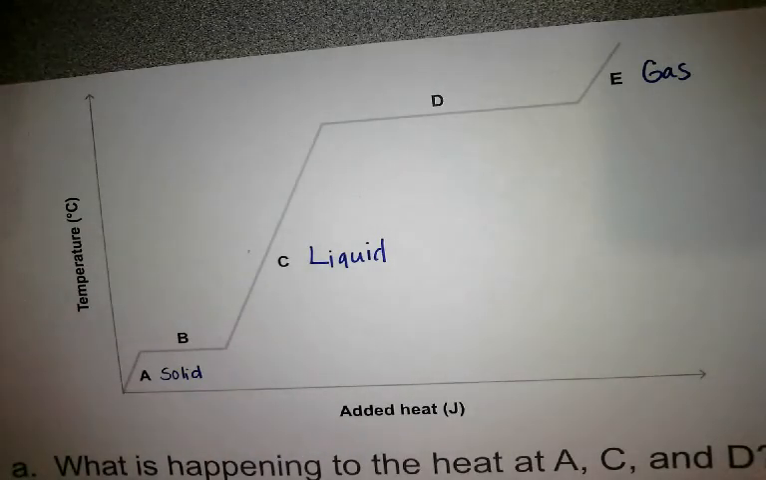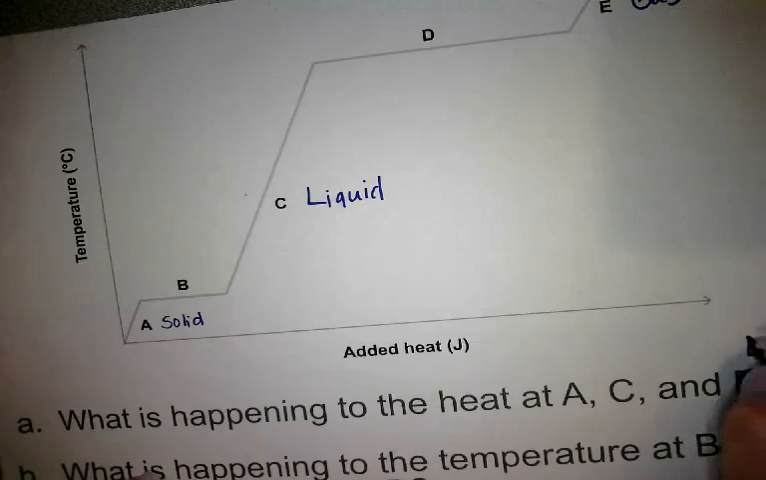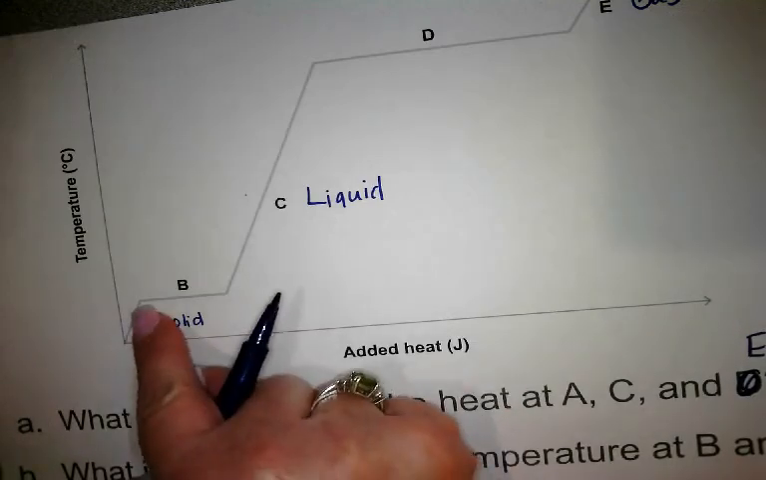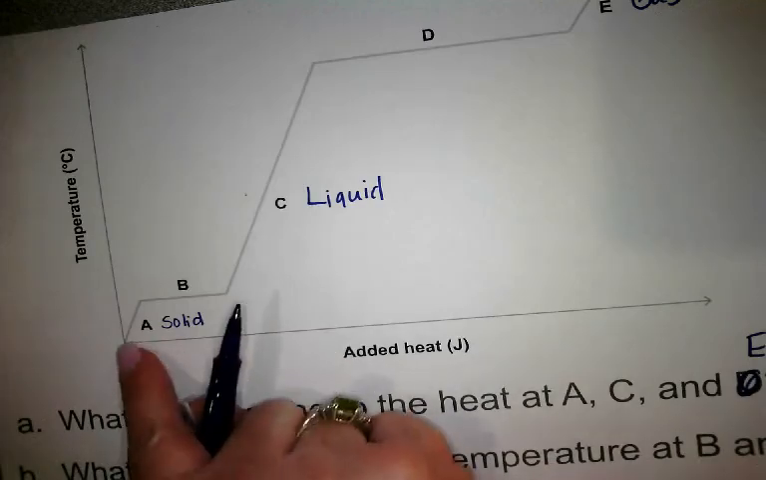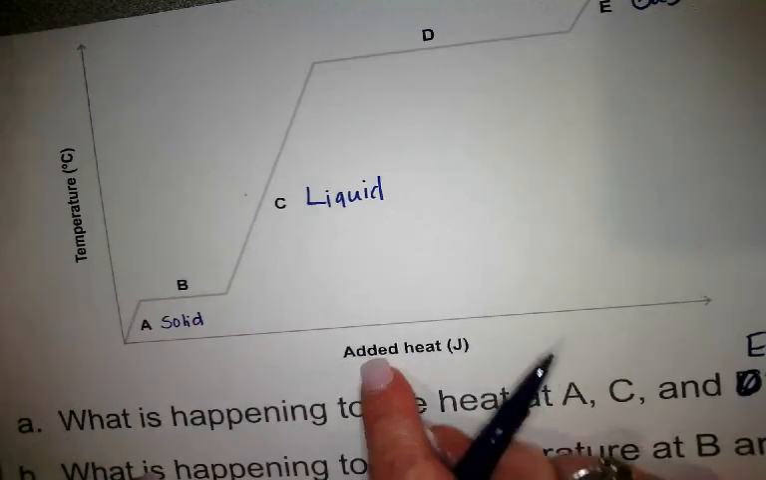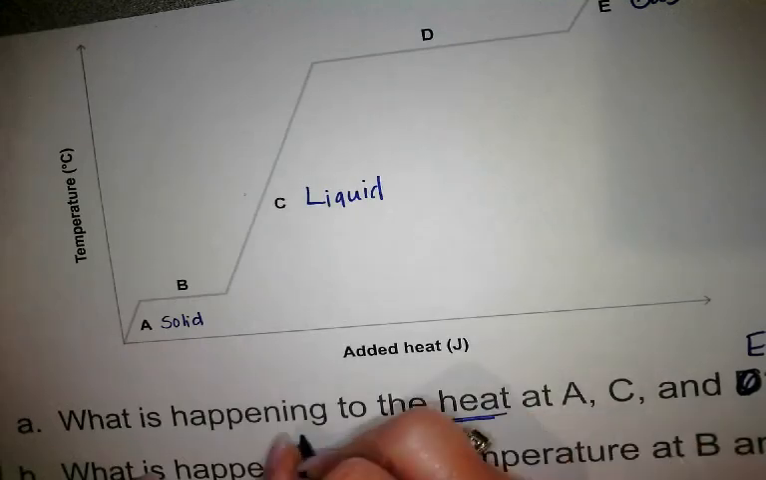So this one here says what's happening to the heat at AC, and this one should have been E, so I apologize. Basically, the temperature is doing what? The temperature is increasing. Okay, so the heat, you're going to see here, you're adding heat, so what's happening to heat? So it's increasing. Okay, so as we move up, it's increasing. You can see where it's moving over. So added heat, moving over, increasing.